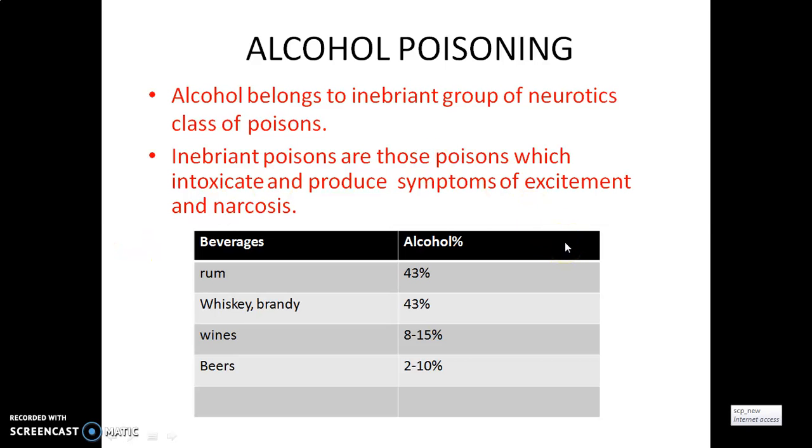In this video, let us see about alcohol poisoning. Alcohol belongs to the inebriant group of the neurotic class of poison. Inebriant is a common term used for preparations containing alcohol which can cause addiction liability in a person. Inebriant poisons are those poisons which intoxicate and produce symptoms of excitement and narcosis.